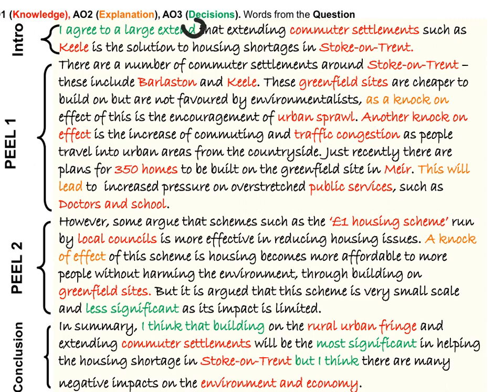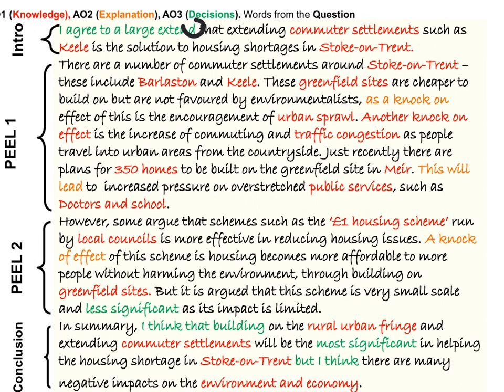So I agree to a large extent, and we'll also see some typos in here as we go. I agree to a large extent that extending commuter settlements such as Kiel is the solution to housing shortages in Stoke-on-Trent. There are a number of commuter settlements around Stoke-on-Trent. These include Barlaston and Kiel. These greenfield sites are cheaper to build on, but they're not favoured by environmentalists, as a knock-on effect of this is the encouragement of urban sprawl.